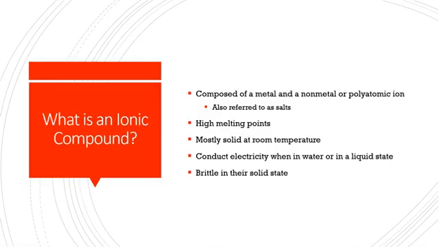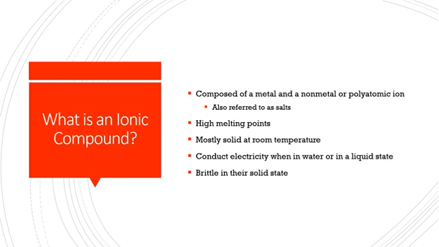So an ionic compound is composed of a metal and a nonmetal or a polyatomic ion. So it might be something like hydrogen and aluminum, or it might be potassium and oxygen, but it's going to be a metal and a nonmetal, or it could be a polyatomic ion. Like it could be sodium and sulfate or something like that. But they're always going to refer to a metal and a nonmetal, so a positive thing and a negative thing, and we refer to them as salts, and they have a few properties.